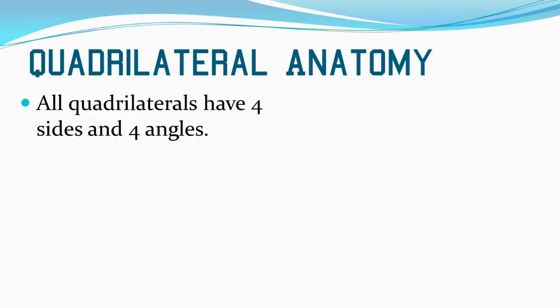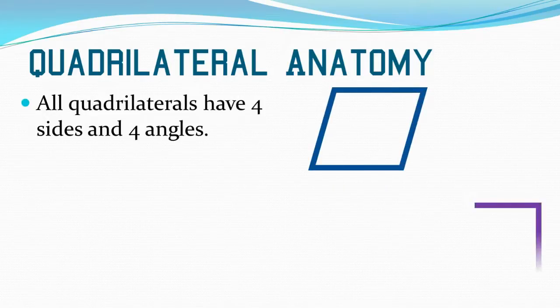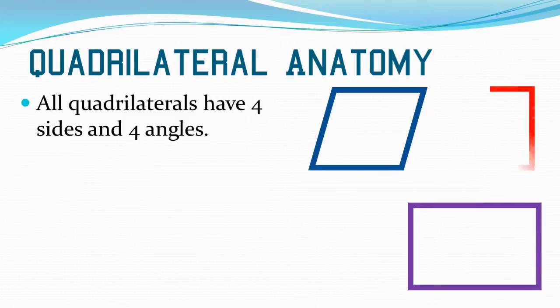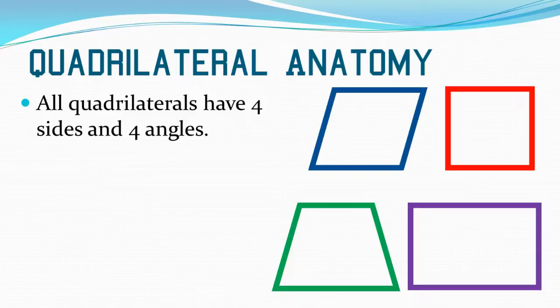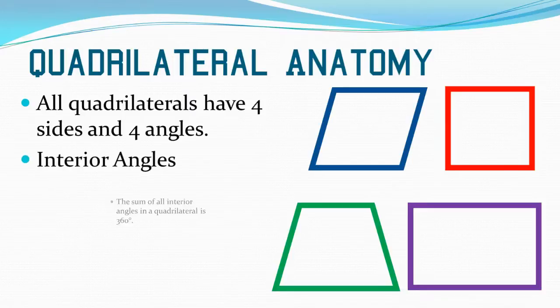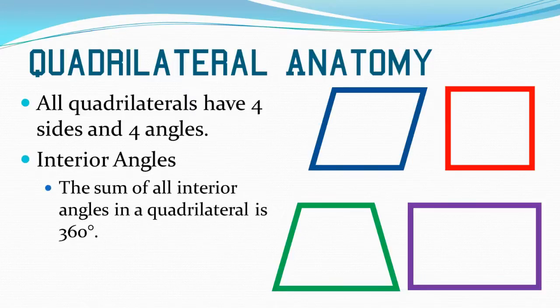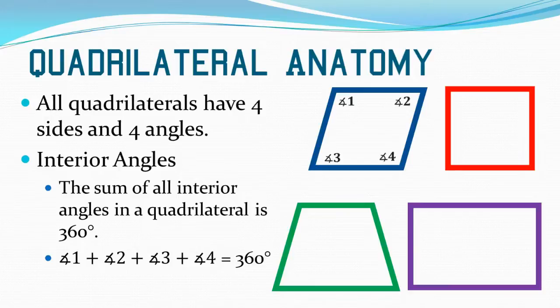All quadrilaterals have four sides, four angles. So these are all examples of quadrilaterals. Quadrilaterals within them have different categories based on the sides and the angles, namely how congruent or not congruent they are. All of the interior angles of all quadrilaterals add up to 360 degrees. So when you add up those four angles, you get 360 degrees. All quadrilaterals have these properties.